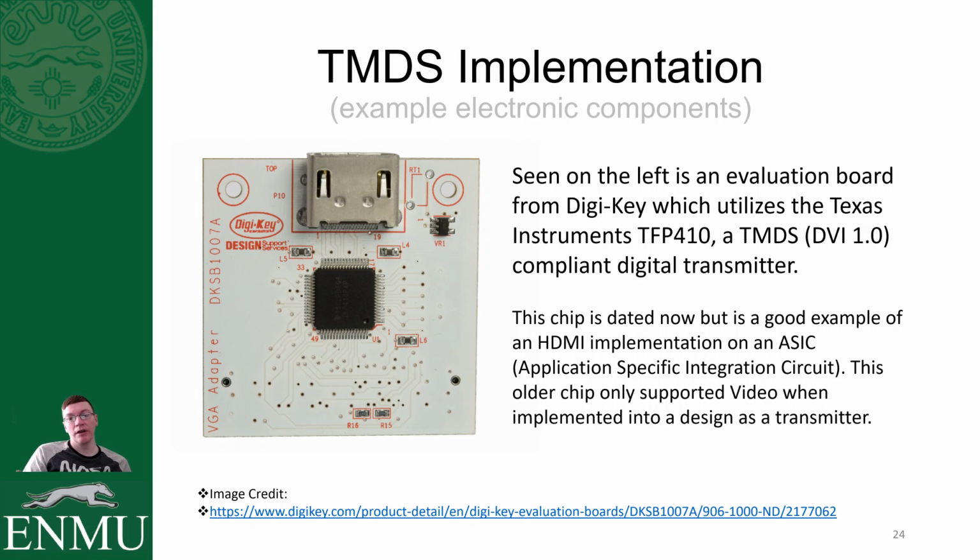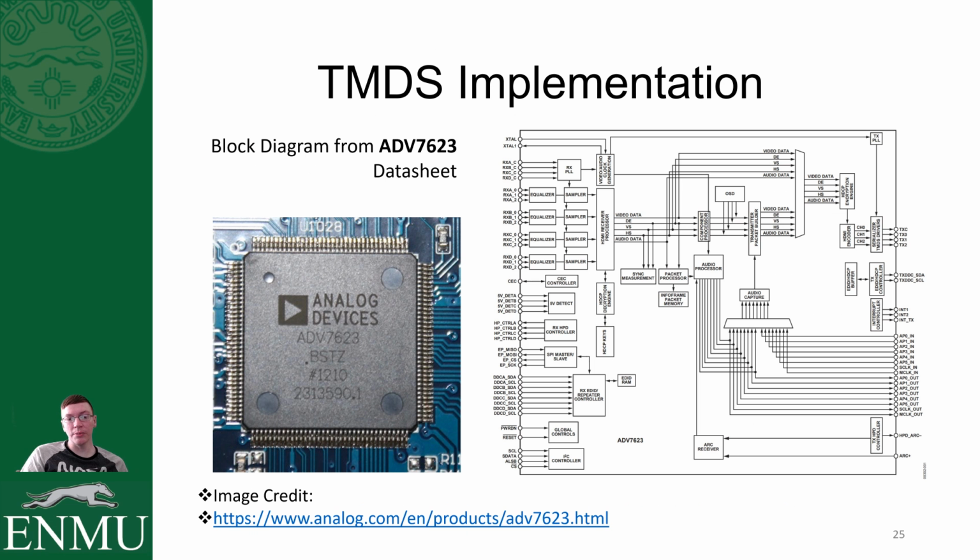It is a transmitter. This chip is a little bit dated, but it is a good example of TMDS baked onto an ASIC, or an application-specific integrated circuit, not reprogrammable at the field level. It's just really cheap and can get the job done at the speeds required. But this one in particular only supported video, because this was at the time that HDMI was still a brand new specification.